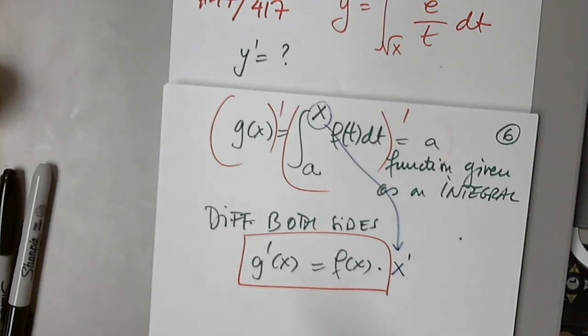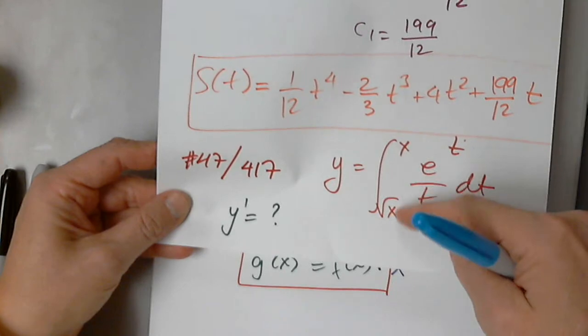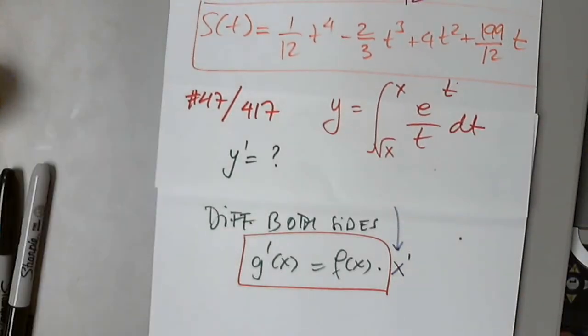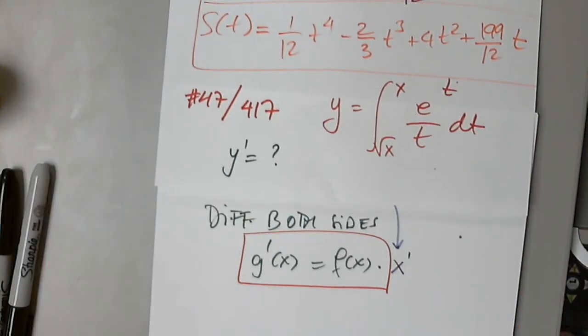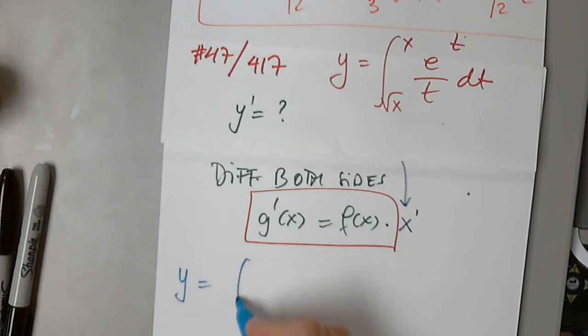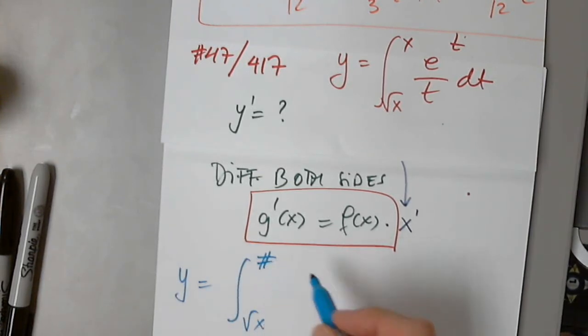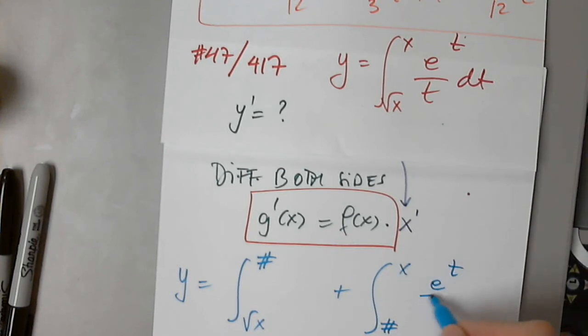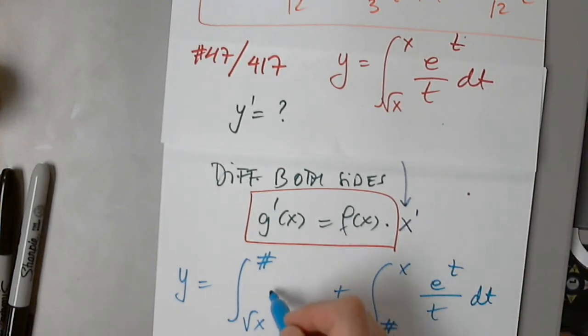Good. So now, the first thing we need to do is break up the integral. And where do you break it up? It doesn't matter. You can write the integral from the square root of x to whatever, but it has to be the same whatever, to x, of e to the t over t dt.